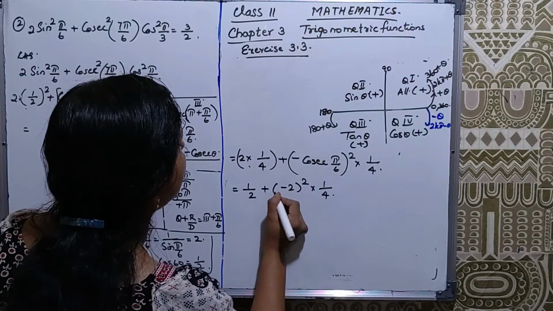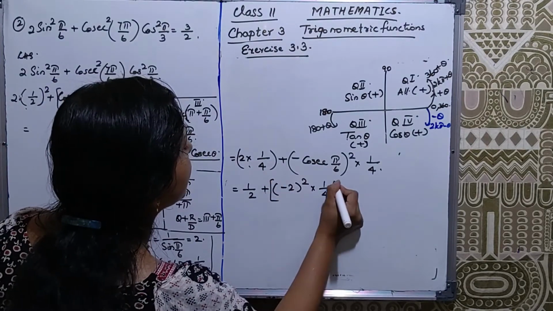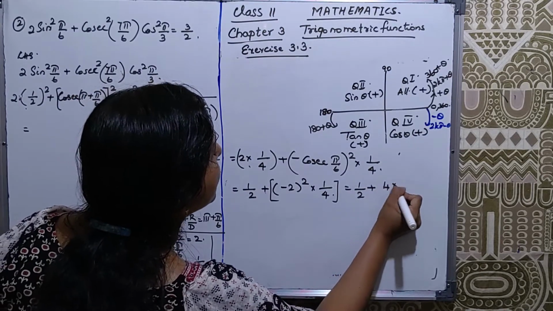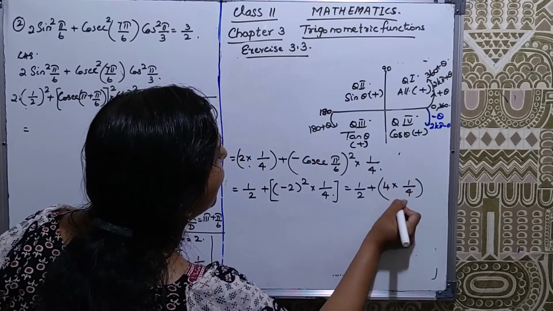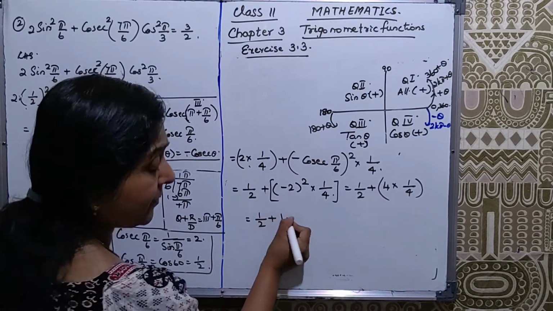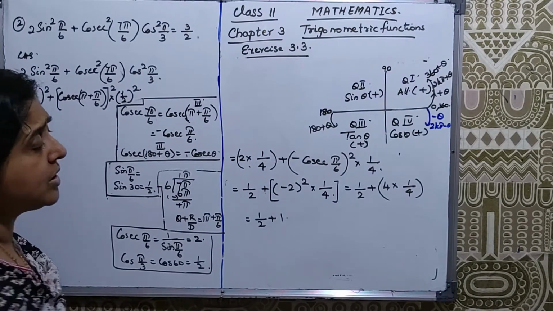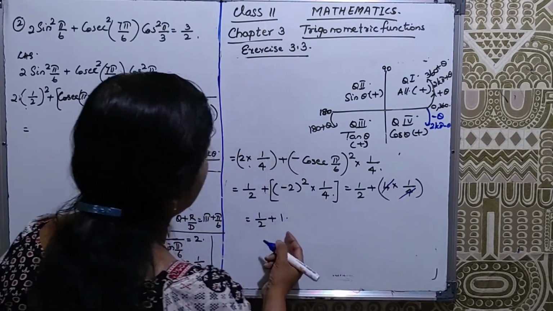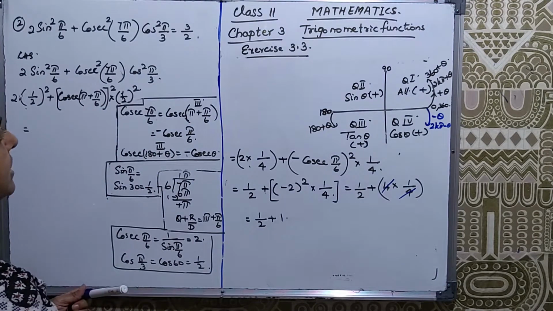So it will be equal to, we'll do the multiplication first. So it will be 1 by 2 plus 4 into 1 by 4. So 4 and 4 will be cancelled. We'll get 1 by 2 plus 1. Either directly half plus 1 is 1 and half, so it will be 3 by 2.